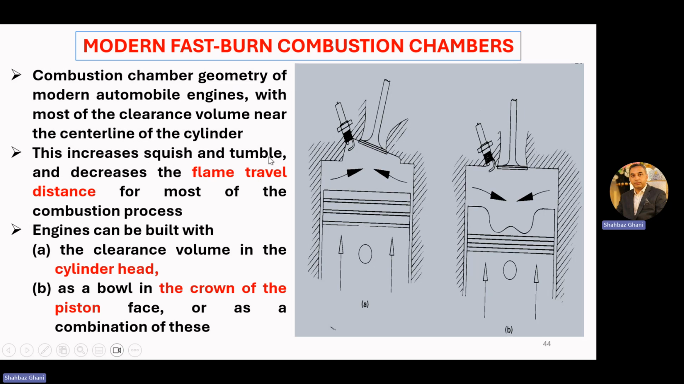This increases squish and tumble and decreases the flame travel distance for most of the combustion process. Engines can be built with the clearance volume in the cylinder head, this one, or as a bowl in the crown of the piston face, or as a combination of these. We can use both in combination.